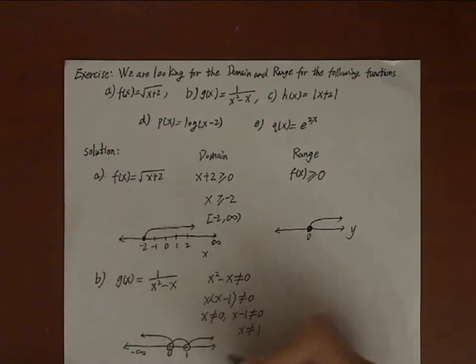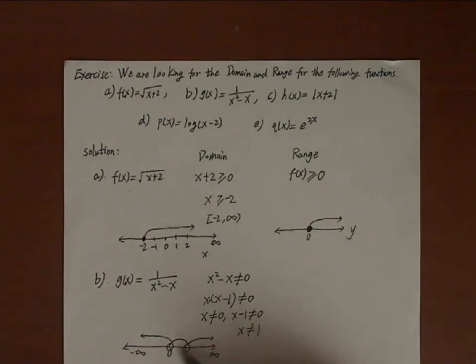This is the infinity negative side. This is the infinity positive side. And you see that, so two open circles. We don't want those 2 points, but we're left with the rest of it. Okay.